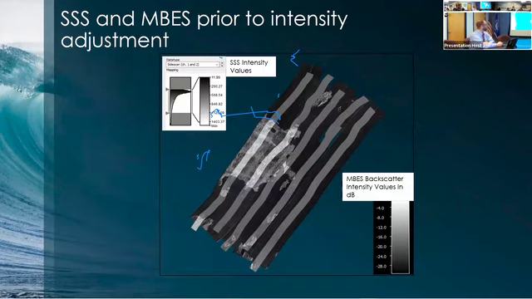So here we have the side scan on the bottom with its default intensity levels, and the multibeam backscatter that had been adjusted to show the high and low contrast areas better. The side scan at this point has been gain normalized and corrected for position.